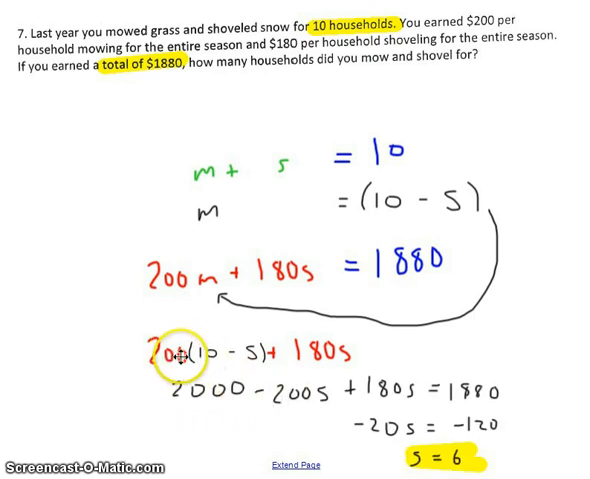Work that through. Distribute the 200 times the stuff in the parentheses. You should get this information here. That's an s, by the way, not a 5. And once you have this equation, combine the like terms, the negative 200s and the positive 180s. You should get negative 20s. Move the 2000 to the other side. You should get negative 120. And you should be able to see that s, in other words, the houses where you shoveled snow, is equal to 6. And from that, you should be able to figure out yourself that the number of houses where you mowed the grass was 4.